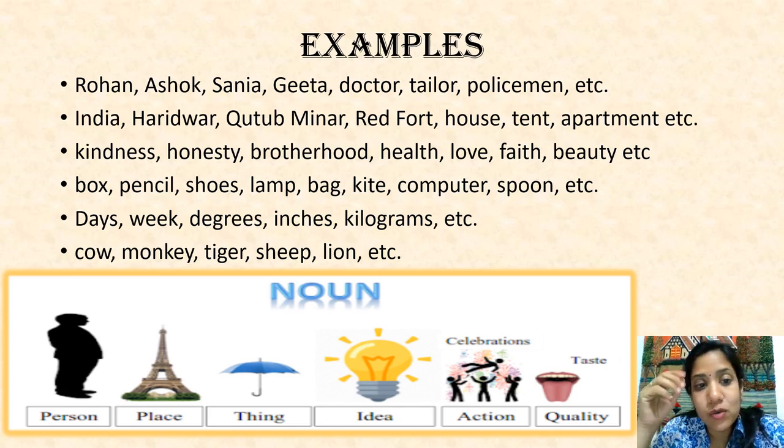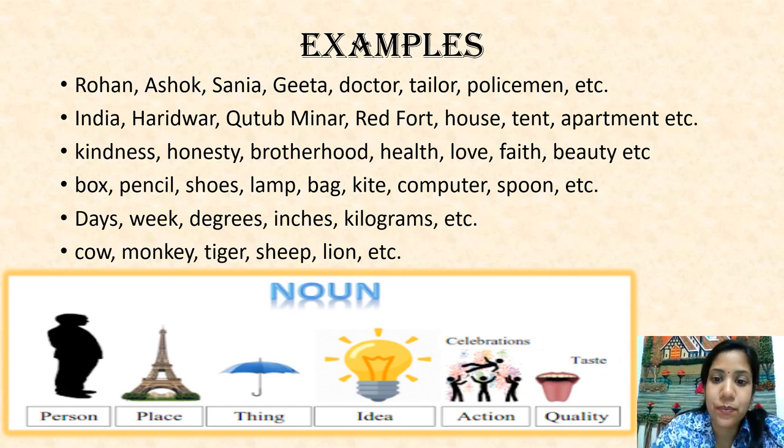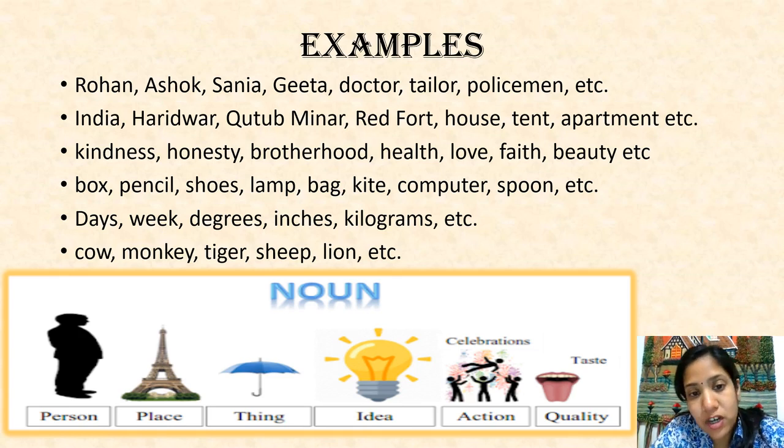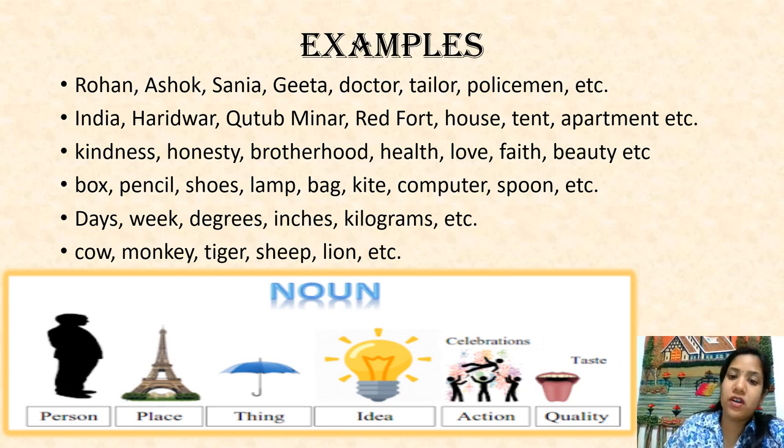Now, all the common nouns like box, pencil, shoes, lamps, bags, kite, computer, spoon, etc. The things which you commonly see around are nouns. Now, days, Sunday, Monday, Tuesday, months, January, February, March, degrees, inches, kilograms, all these are nouns. Name of animal, any animal like cow, monkey, tiger, these all are examples of nouns.